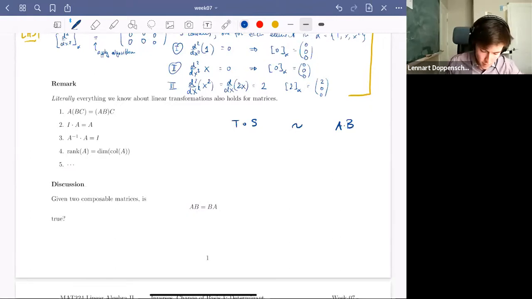And the first property here, the first item in the list, just says that matrix multiplication is associative. Remember that that was one of the vector space axioms for vectors. I'm not saying that this is a vector space. I'm just saying that composition of transformations is associative. So it doesn't matter whether we compose them in this order or in this order.